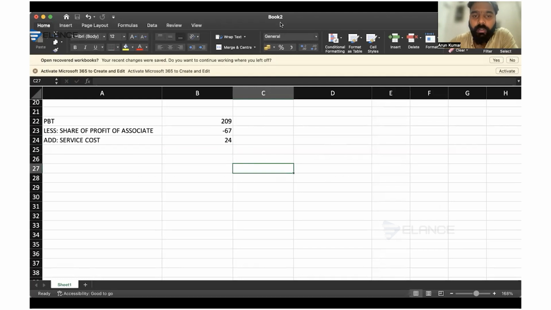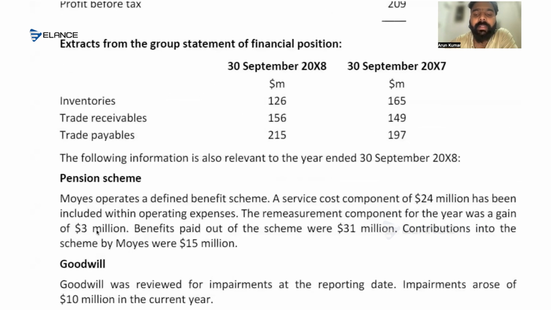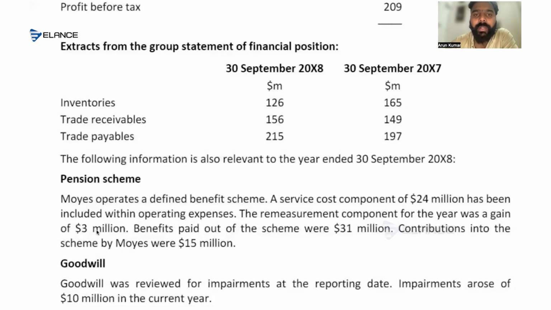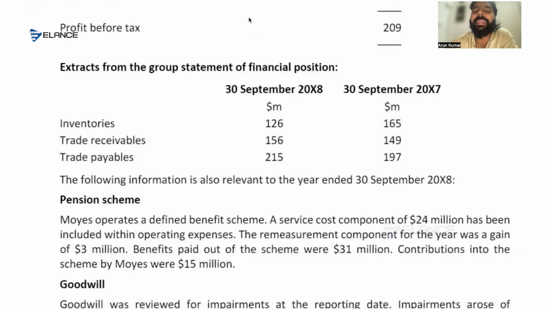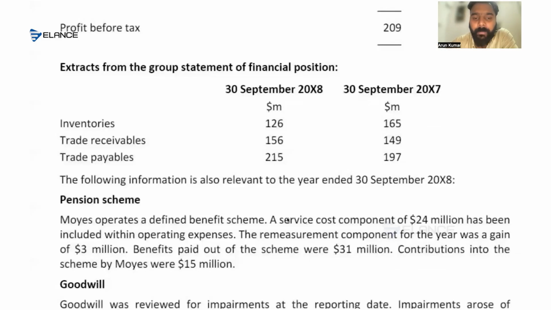Now, when you look at the notes, they said that the remeasurement component is a 3 million gain. Where will you record the remeasurement component, guys? According to IAS 19, where will you record it? OCI. It will be recorded in OCI. So do we need to include that as a part of your operating cash flow? Do we need to make any adjustments here? No. We don't need to make any adjustments because it's a part of OCI. So there's no such adjustment with respect to that remeasurement gain.